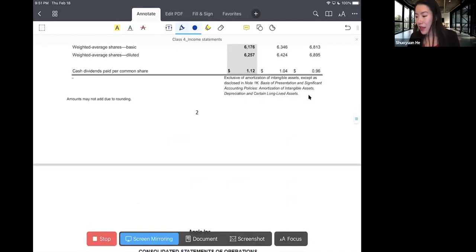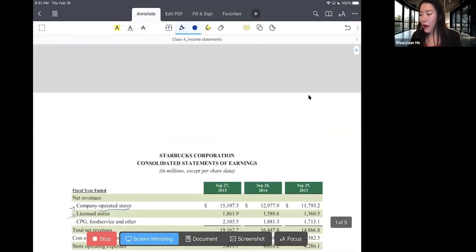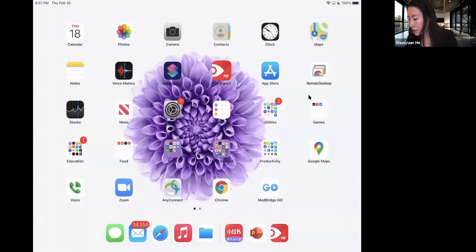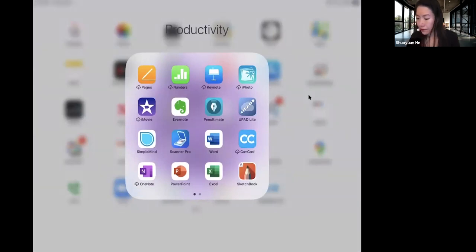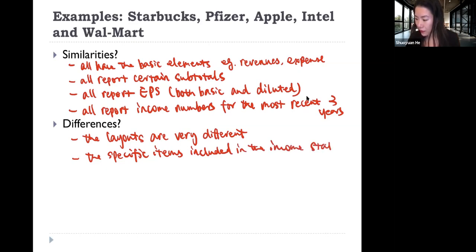And then also for Apple, it's not reporting that. That is what we mean. The specific items included in the income statement can be very different depending on the business model of the firm. So the specific items included in the income statement are very different.